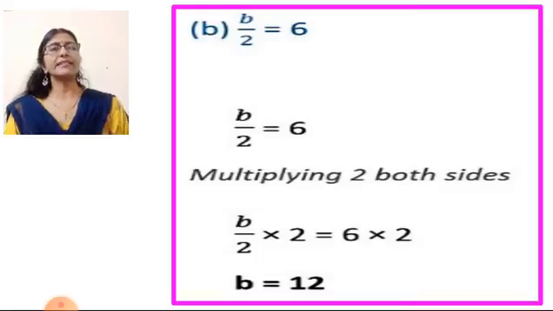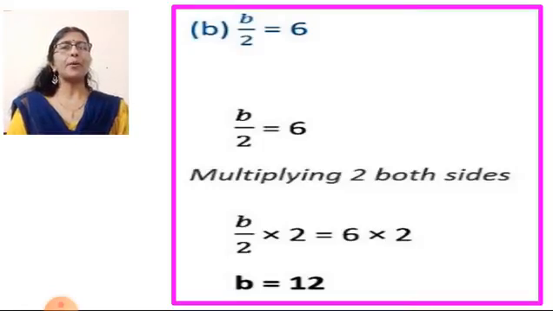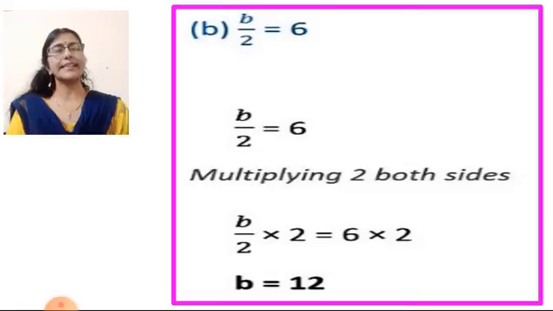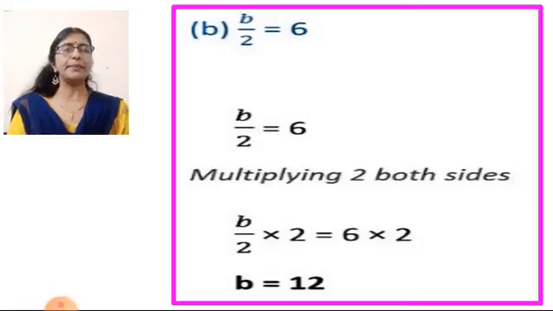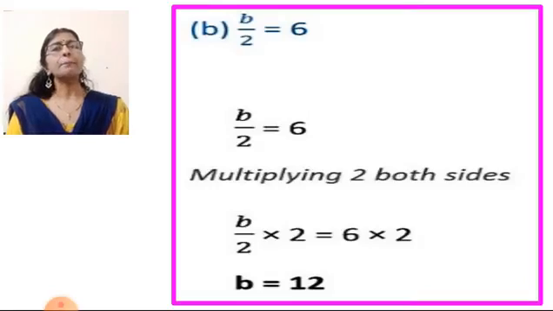Now let us see one more example here. b upon 2 is equal to 6. So here there is a division. First we will find out the variable. We will separate the variable b. So to separate the variable b, we have to multiply both the sides by 2. So when we multiply by 2, 2 will be removed, only b will be left.